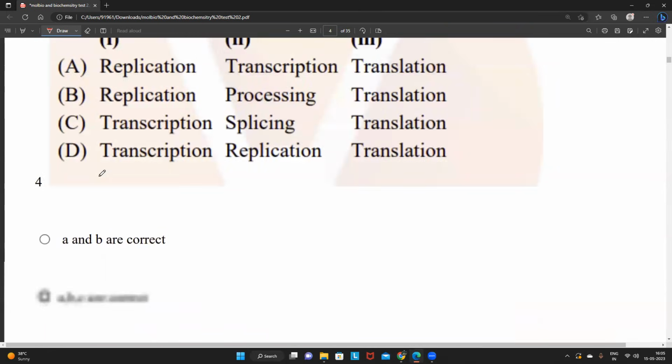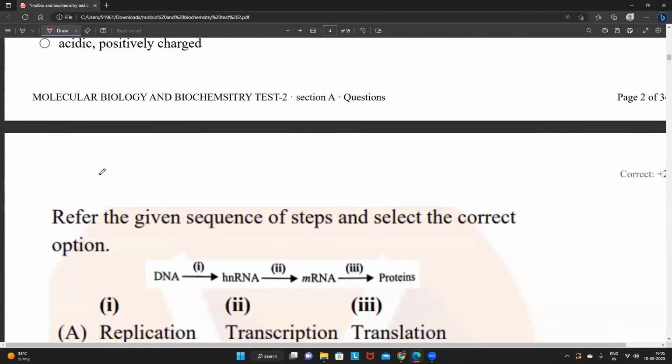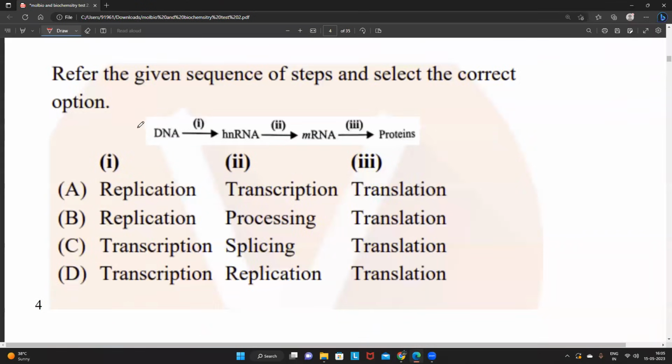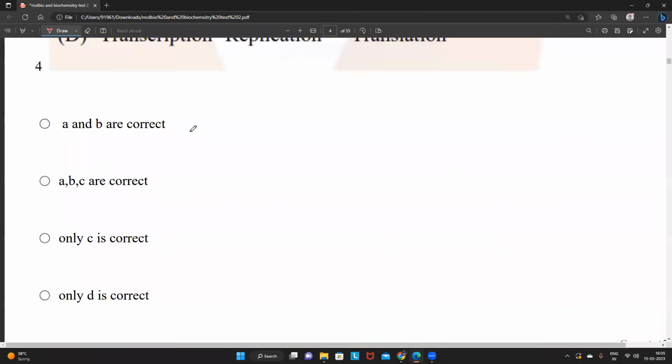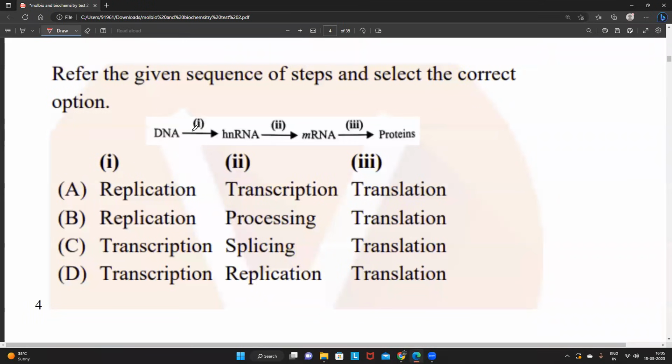Now, if you look into the next question, question number 4, refer to the given sequence of steps and select the correct option. See, friends, now you try to look into this. DNA is going to give rise to hnRNA, and some students gave a wrong statement here. Friends, first of all, what is the difference between hnRNA and mRNA? Very simple, friends. hnRNA is nothing but inactive RNA, widely called immature RNA.